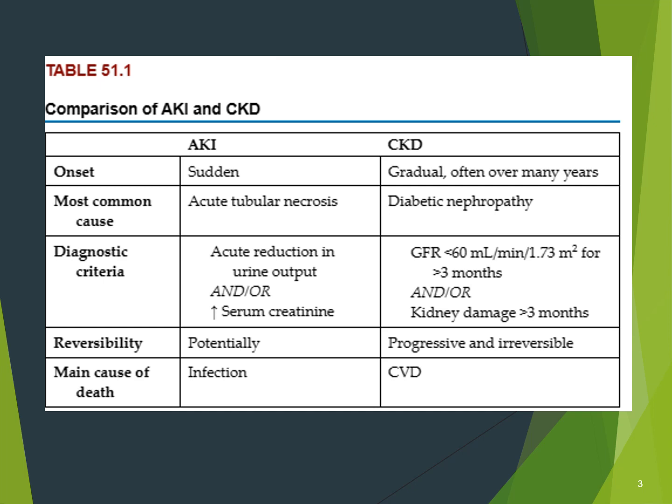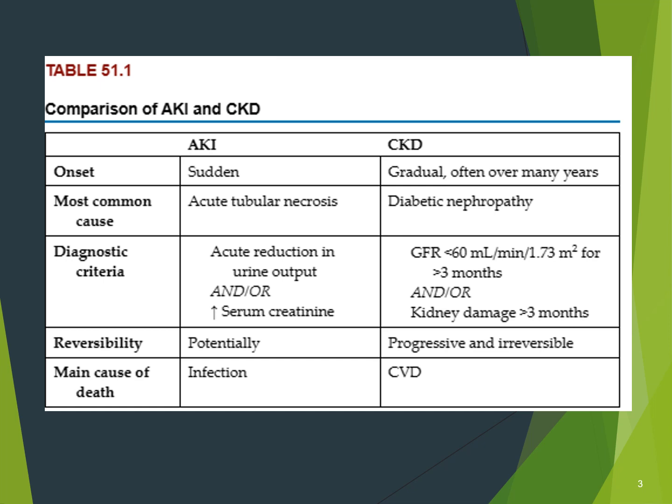So this is a comparison of acute kidney injury versus chronic kidney disease. Acute kidney injury is sudden; acute tubular necrosis is the most common cause. You have an acute reduction in urine output and/or an increase in serum creatinine, potentially reversible. The main cause of death is usually infection. Although you would think acute means short term, it can take 10 to 12 months to recover from acute kidney injury.